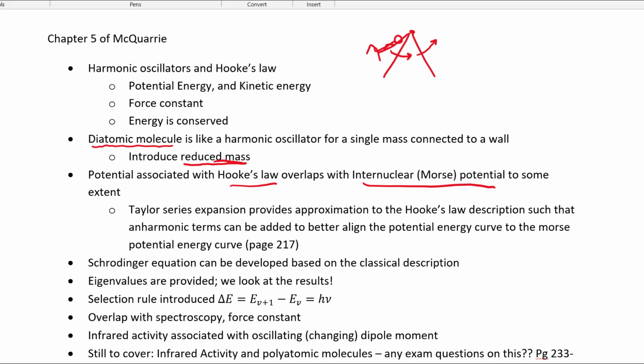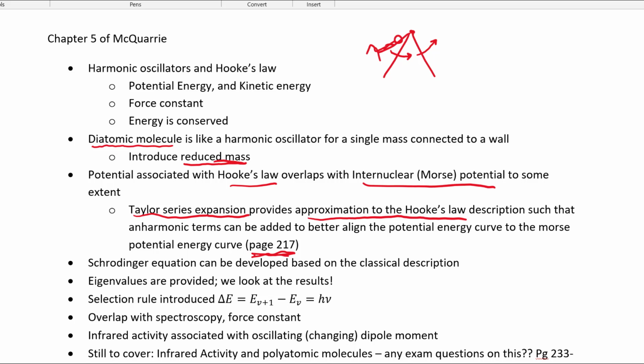So the math chapter that precedes this chapter talks to us about a Taylor series expansion, and that allows us to provide an approximation to the Hooke's law description in terms of a series expansion. And then later we can apply some anharmonic terms to better describe the system as it's described using the Morse potential. We had some discussions in class on this. This is well described on page 217 of the textbook.